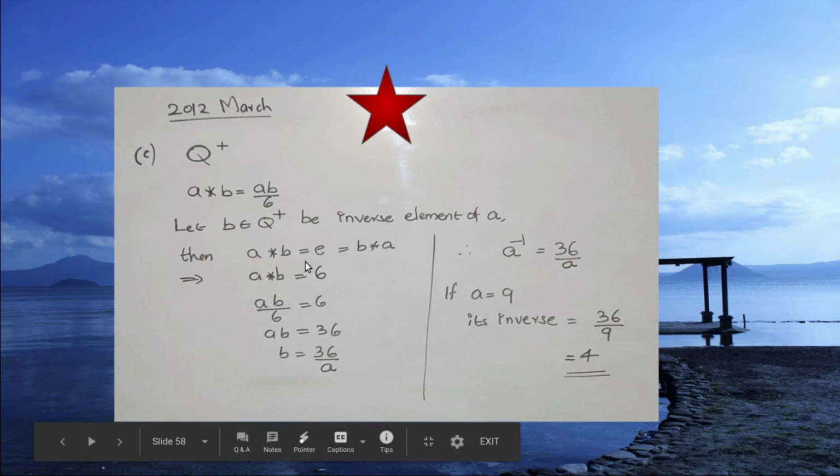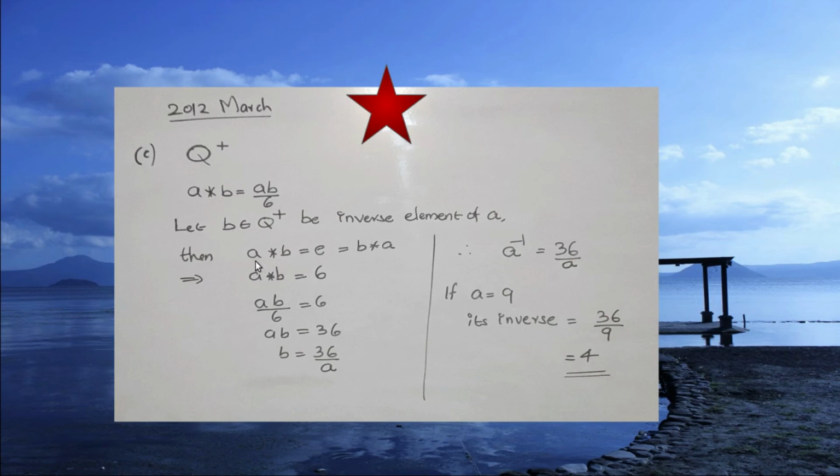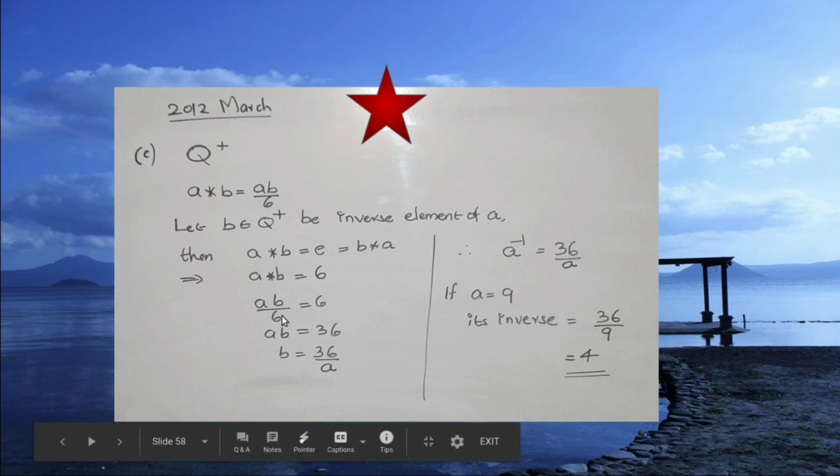Now we have to find inverse of 9. Before finding inverse, we should find identity and we got identity as 6. Now B is the inverse of A if A star B equal to E, that is equal to B star A. Here E is 6. So A star B is 6. A star B is AB by 6, that is equal to 6. So AB equal to 6 into 6, 36. So B equal to 36 by A. B is the inverse of A. So A inverse is 36 by A. This is the general form.